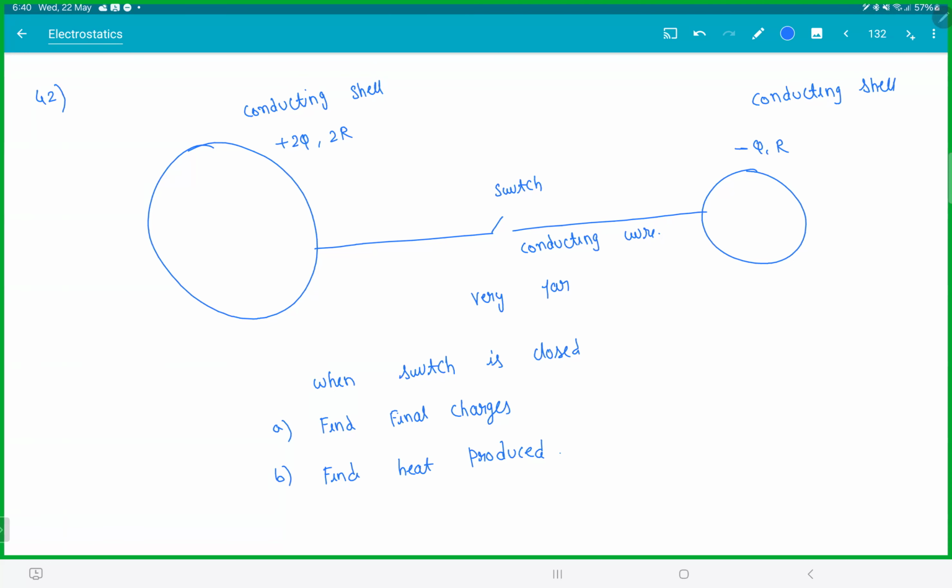No, you just have to find the final charges, not ratio. Root 3 won't come. How are you getting root 3? Potential is kq by r. Did you take r square?